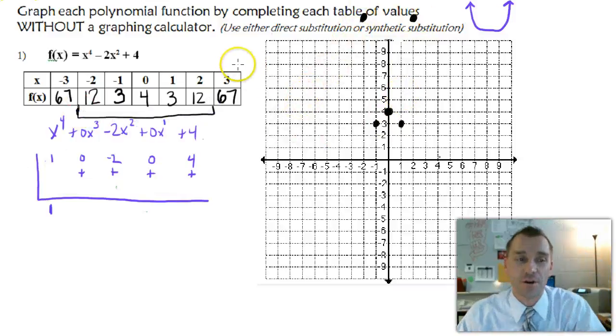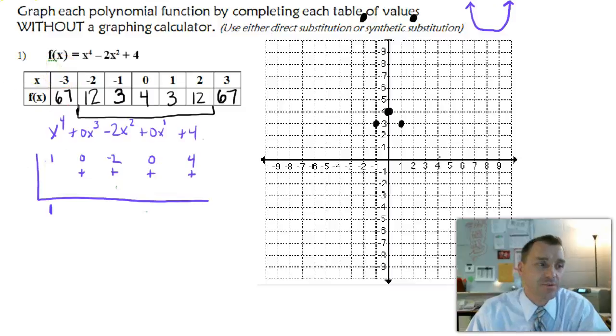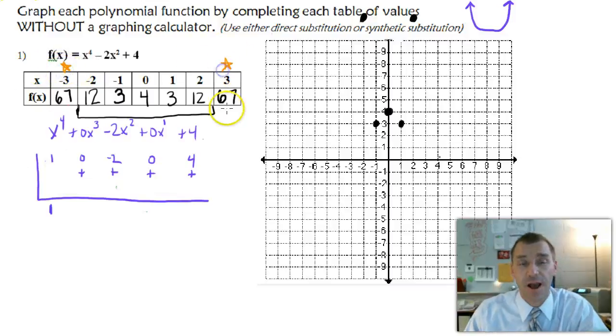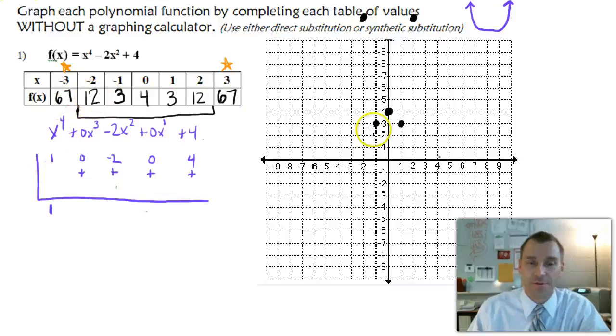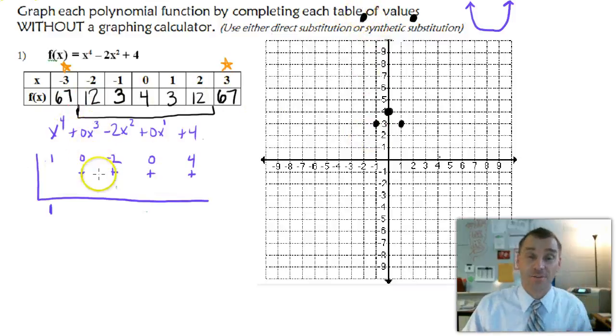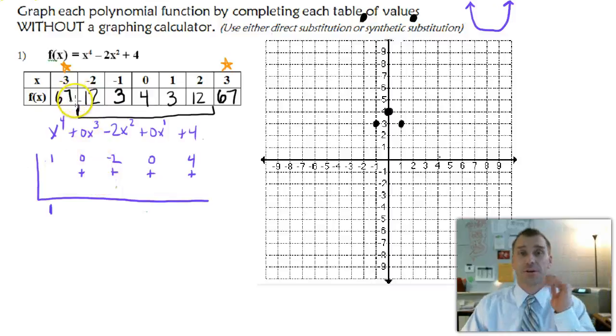But what I want you to notice is this. These last ones right here, I'll kind of star these. The negative 3 and the 3, typically, guys, they're going to fall way off the graph. I know you're going to say, I can't graph 67. You're right, you can't really with this grid because it goes way up there. But it does give you the idea and the verification in your own mind of where the end behavior of this particular graph is going to go.